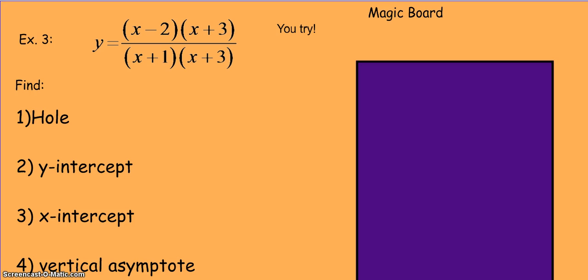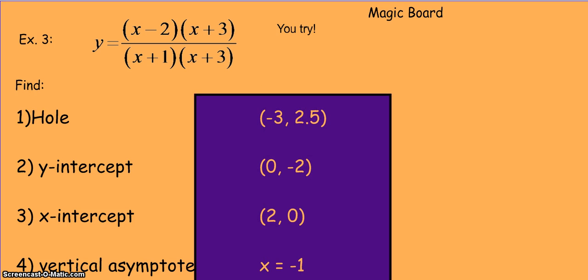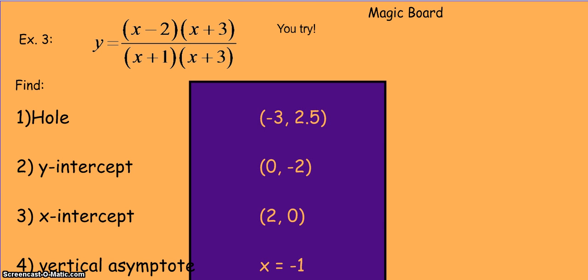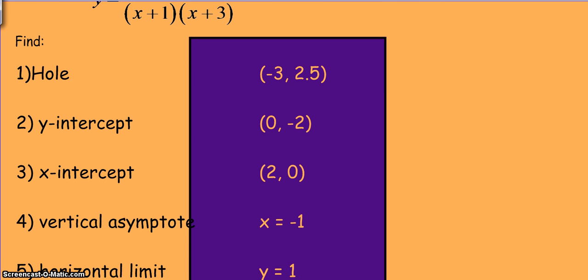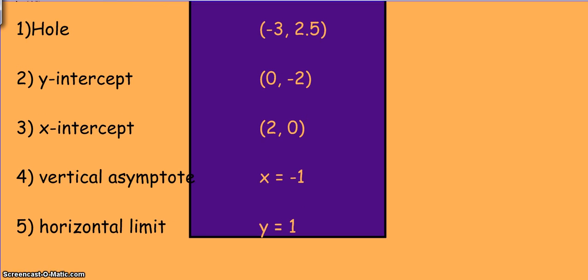Okay, so we're going to go over the answers. For your holes, you should have gotten (-3, 2.5). Y-intercept, you should have gotten (0, -2). X-intercept, (2, 0). Vertical asymptote, x equals -1. And horizontal asymptote, y equals 1.